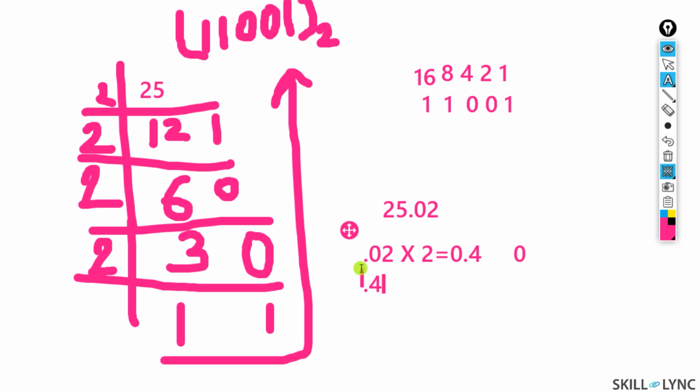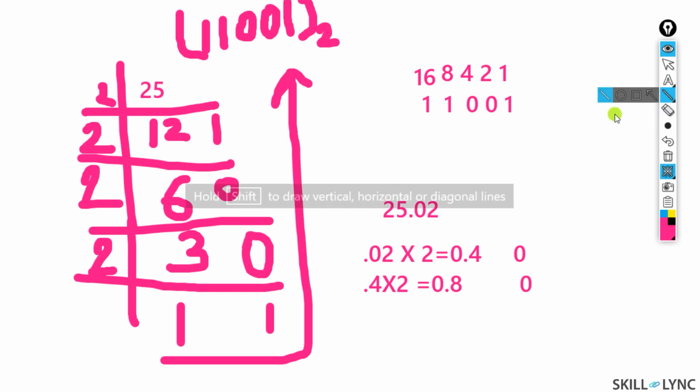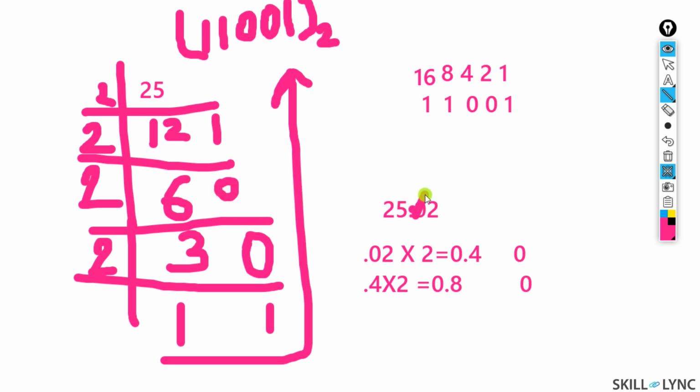Then again multiply by 2, then 0.8, then take 0, then 0.2 into 2 equal to 0.8. Now you are having 0. One thing to make correction is that it is 25.2. Question is 25.2 rather than 25.02.